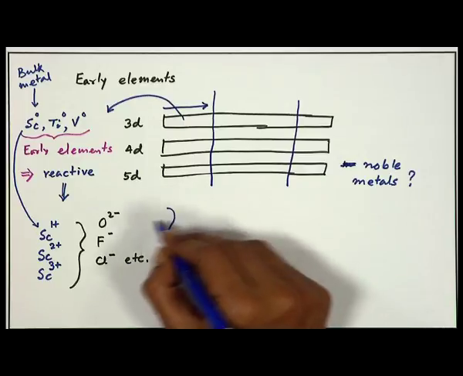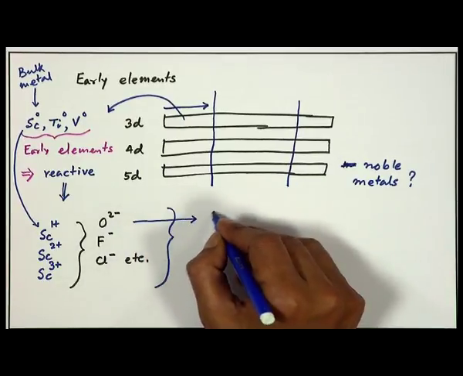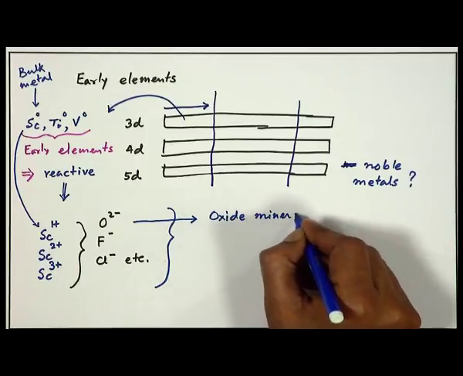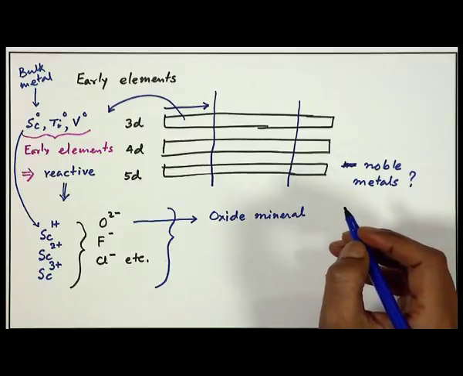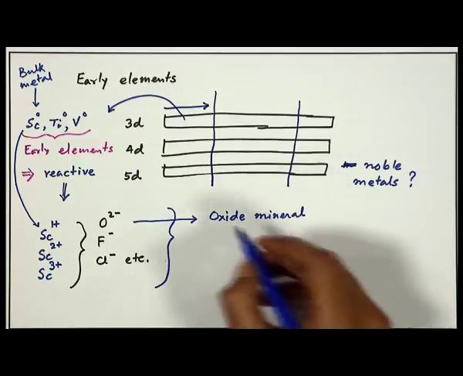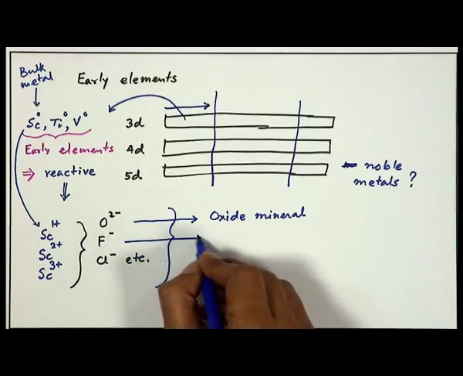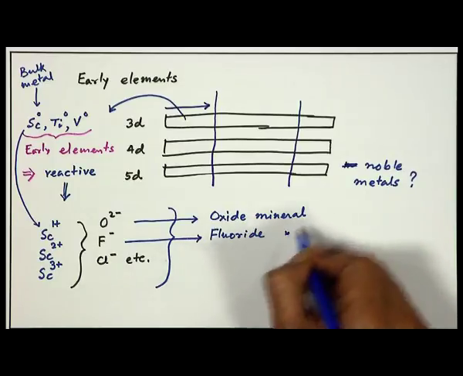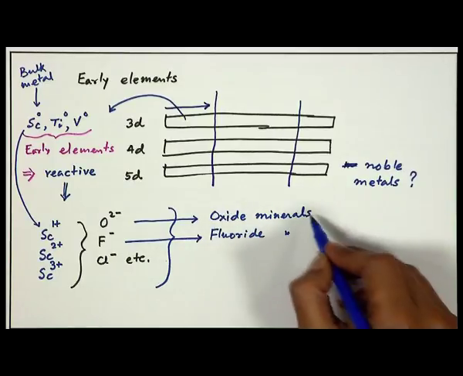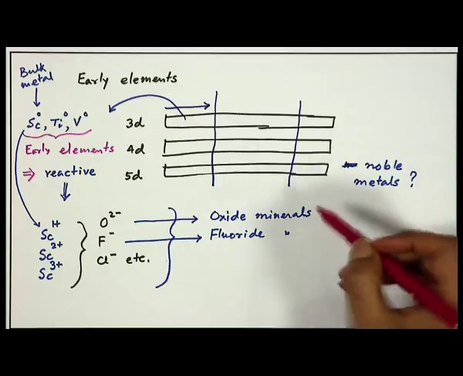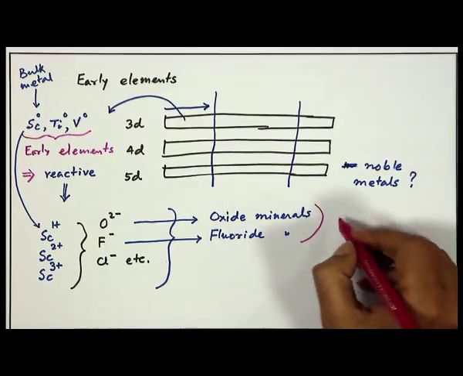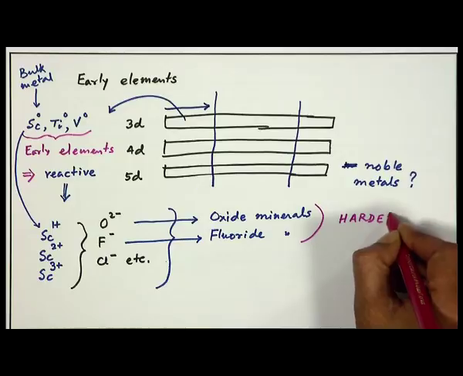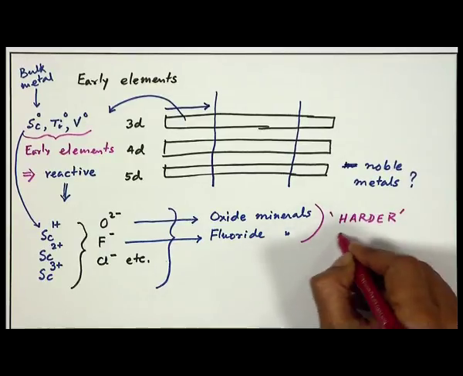We get as a result from this reaction with O2 minus oxide minerals. So, these are oxides and fluorides also, we can have the fluoride as well. Why are we getting these as the corresponding thing which can show the reactivity? Because they are harder anions.